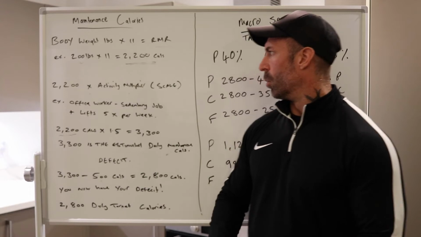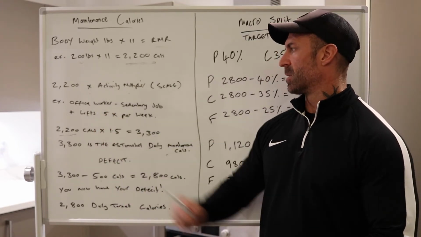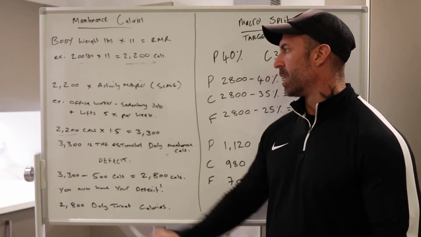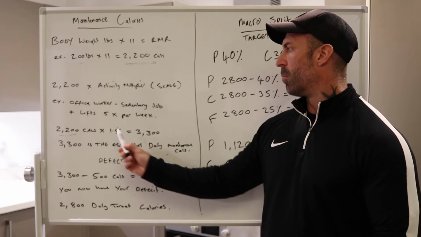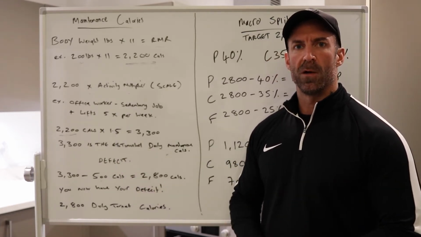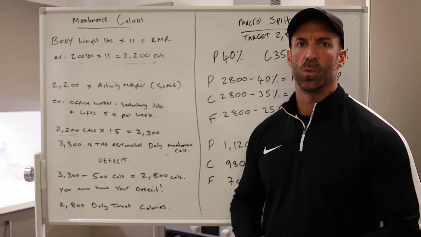Let's look at an example. We have an office worker with a sedentary job, but they lift or exercise 5 times a week. So we take our 2,200 calories, we multiply that by 1.5. 1.5 because on the scale, 1.5 represents a sedentary job, exercising or lifting 5 times a week.